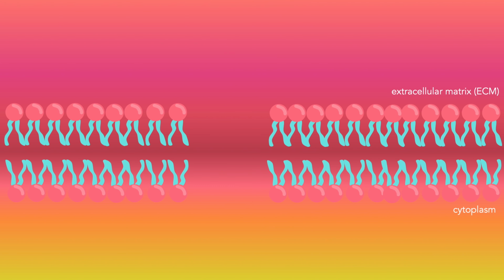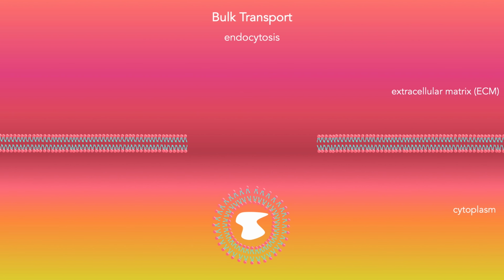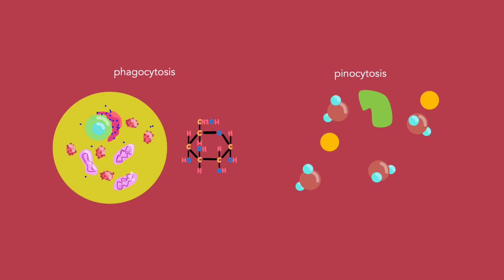The last type of transport we will talk about is bulk transport. Bulk transport is when larger substances are transported across the membrane using vesicles. There are two main kinds of bulk transport: endocytosis and exocytosis. Endocytosis is when substances are transported into the cell using vesicles. In endocytosis, there are also two categories: phagocytosis and pinocytosis. Phagocytosis is specifically for larger substances such as other cells. Pinocytosis is specifically for fluids and small macromolecules.